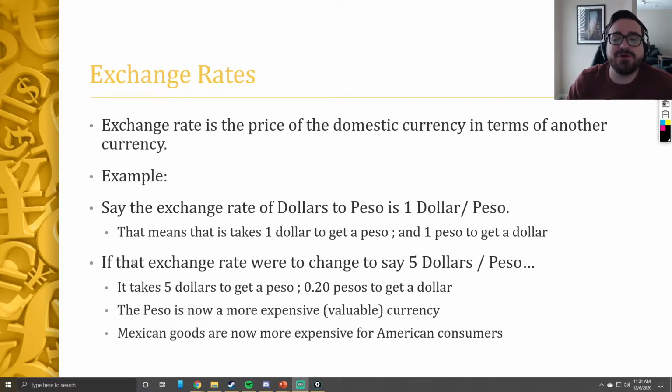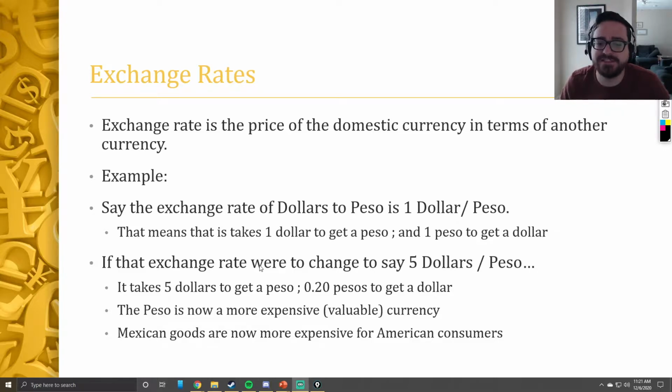If that exchange rate were to change, which it does, not by this amount, that's insane, but it does change. Say it changed to $5 per peso. That would mean it now takes $5 to get a peso. So it used to be $1 per peso. It is now $5 per peso. The price of pesos has quintupled if you're an American.